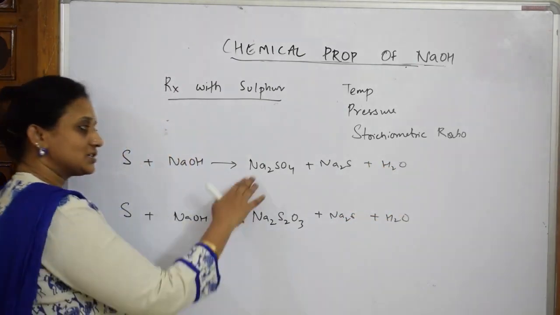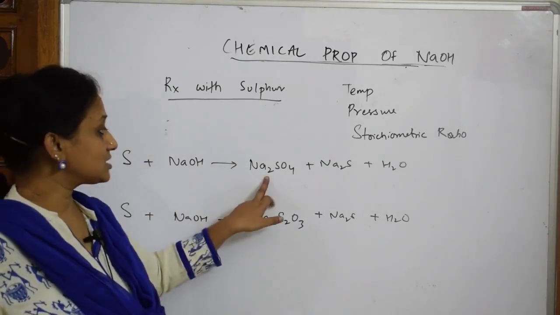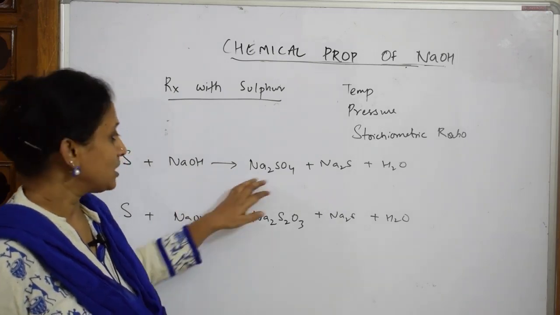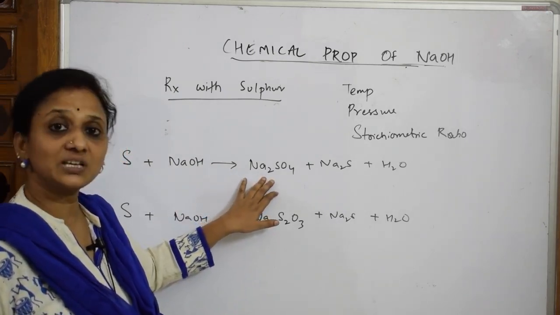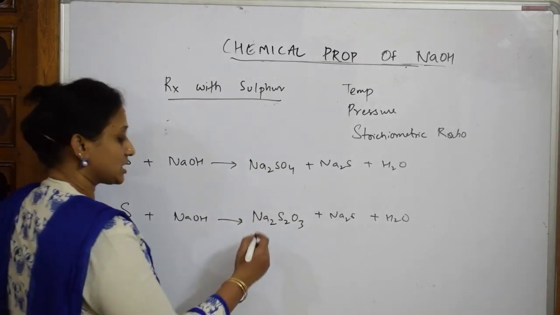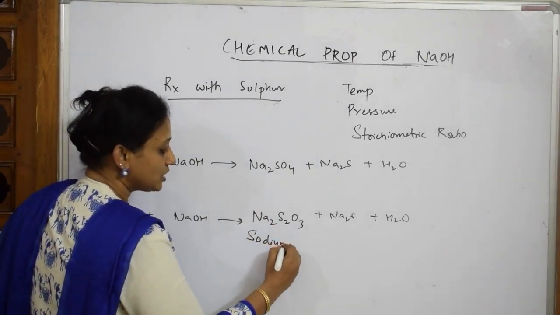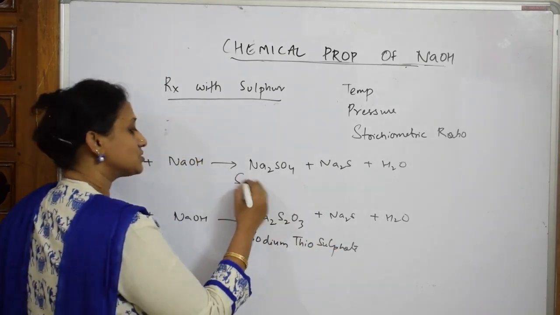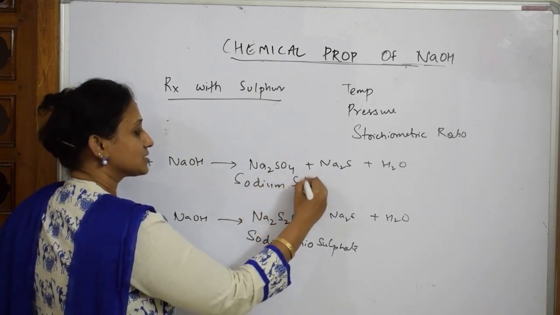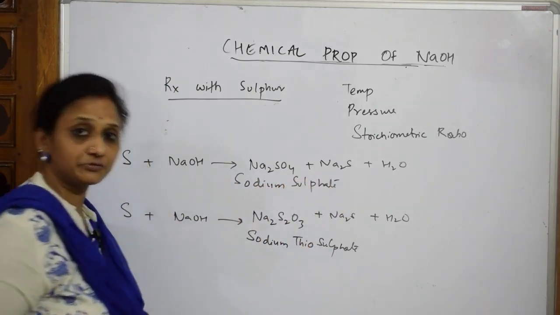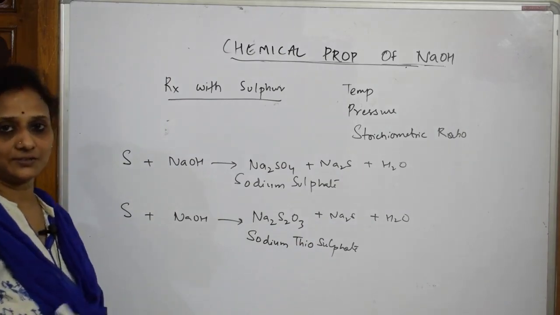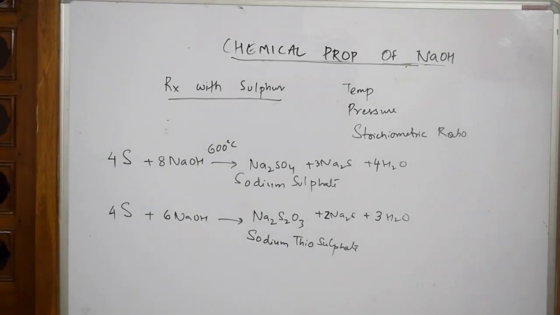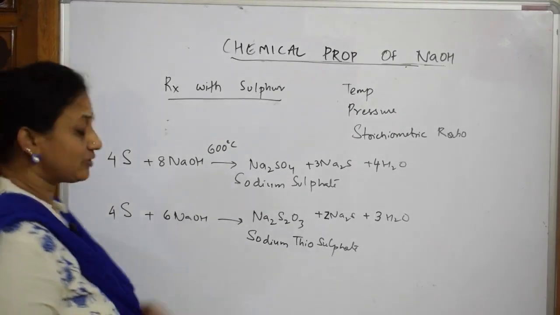This is quite common. Now let me balance this. In both the cases, stoichiometric ratio is different. So in this case, the first product formed is sodium sulfate. Now here in this case, what is the type of product formed? This is called sodium thiosulfate. So this is sodium sulfate. Remember this, sodium sulfate and sodium thiosulfate, two different products. So let us come back and balance the reaction. Right. Now I've balanced the reaction.